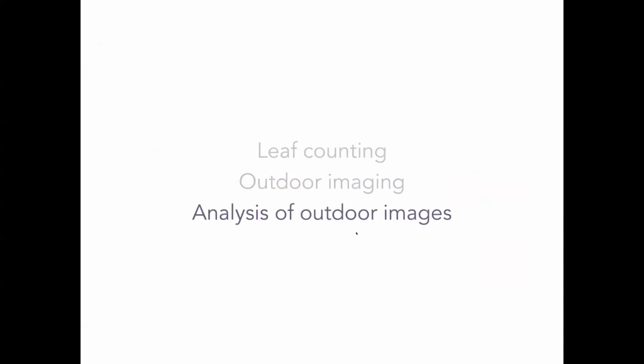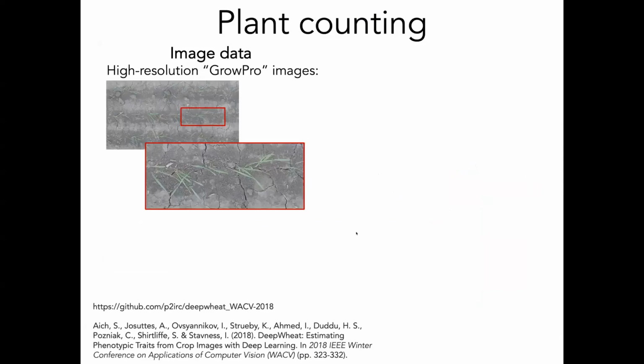Great, and so I'll finally talk about some of the analysis we've done for these outdoor images. So the main thing we've focused on so far is counting plants or plant organs like flowers, etc. In this work, we were looking at doing early season wheat emergence counting, and we chose this because we thought it was probably the most difficult emergence estimation because of the thin overlapping structure from the wheat leaves. So we were using, for imaging data here, these high-resolution GrowPro images. So we got quite high resolution of each individual plant.